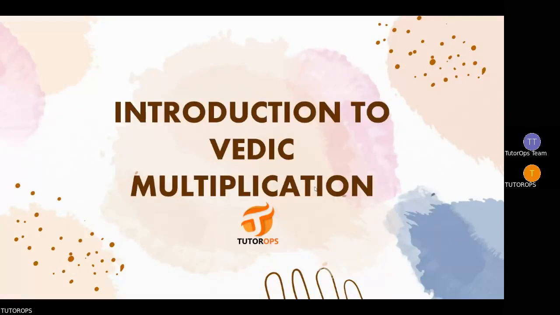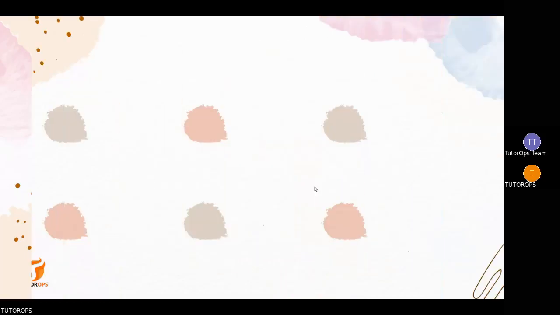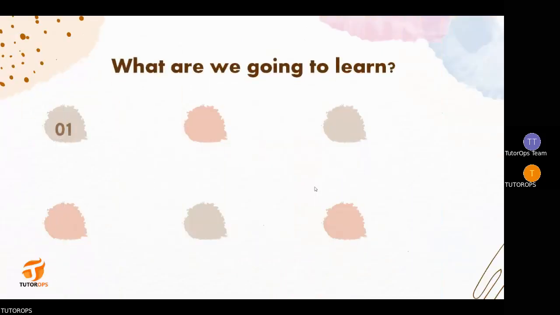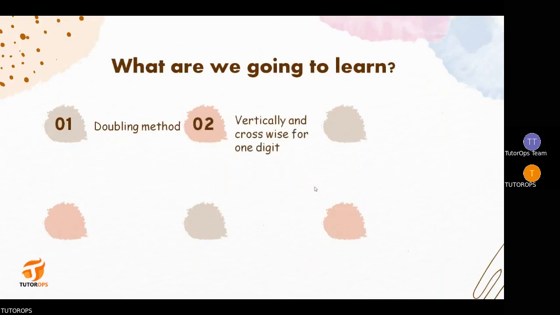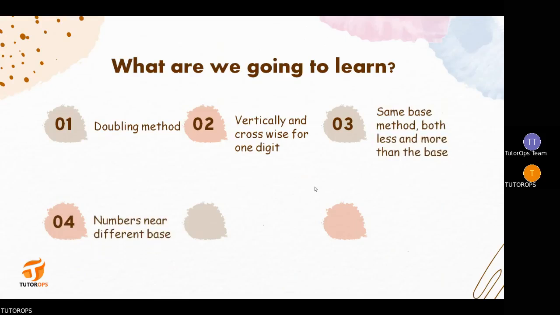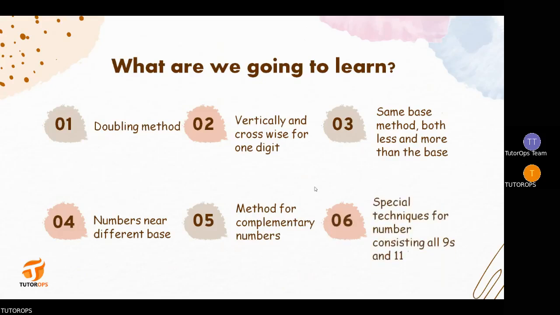Welcome everyone. Today we are going to learn about Vedic multiplication techniques. Today we will cover some topics like the doubling method, vertically and crosswise for one digit, same base method for both less and more than the base, numbers near different bases, method for complementary numbers, and finally we will learn special techniques for numbers consisting of all nines and 11.